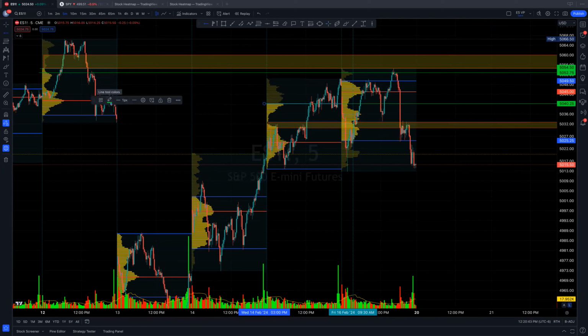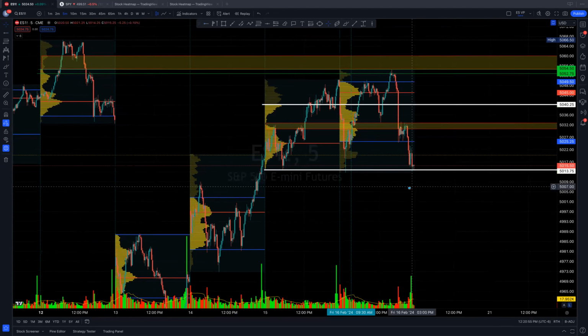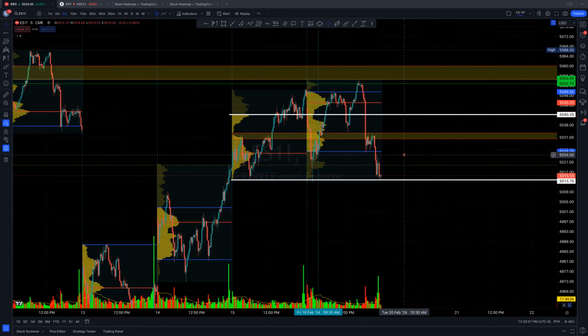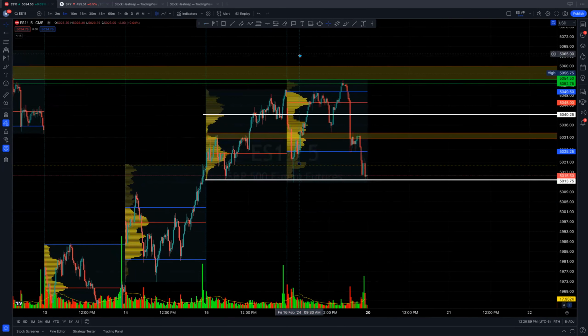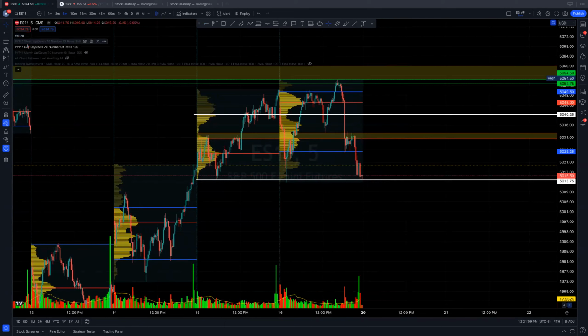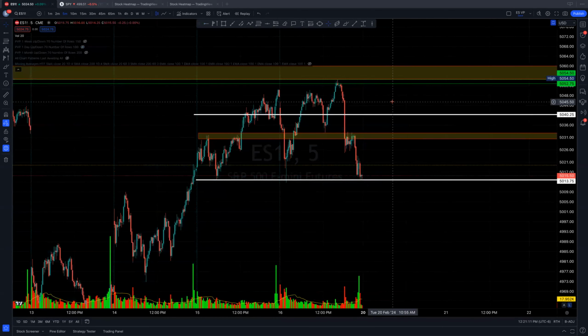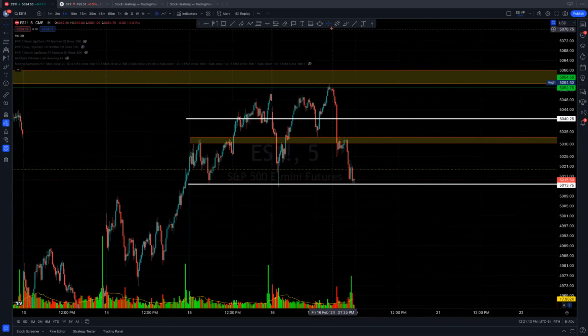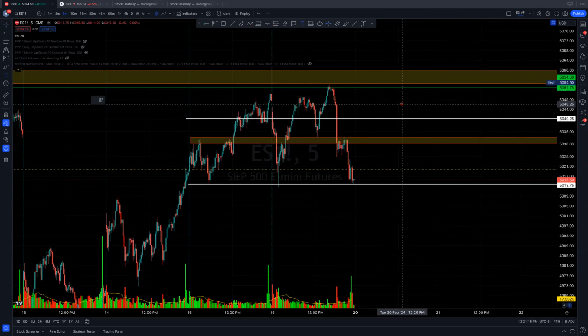So let me mark this with a color white. Let's make it a very thick line so we can see it easily. Okay, there we go. And guys, basically, what you want to look for is price going above. Actually, let me hide the profiles now. Okay, so basically, this is value area high right here. Let's mark it.